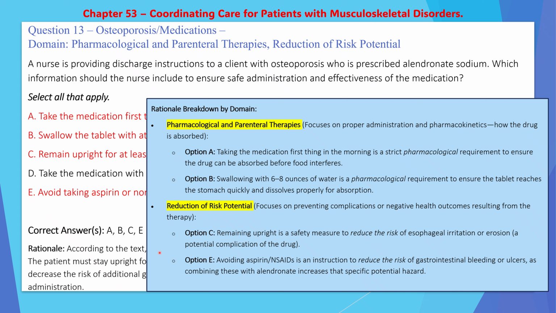So you see, even if it's medication, avoiding aspirin or NSAIDs reduces the risk of gastrointestinal bleeding or ulcers, as combining those with alendronate increases a specific potential hazard. So even if it's medication, it can be in reduction of risk potential. Just keep in mind how NCLEX can trick you in that candidate performance report. So let's go moving forward.